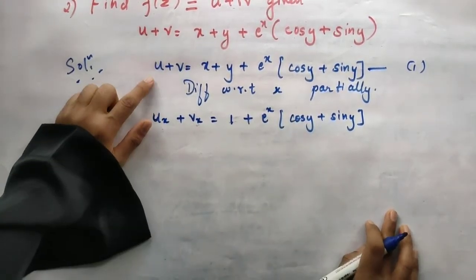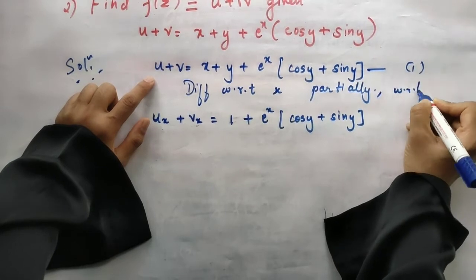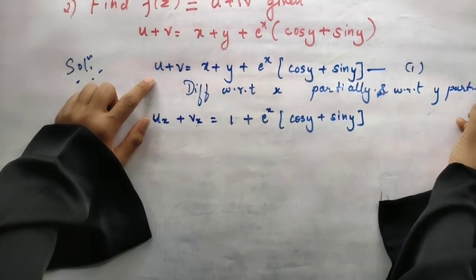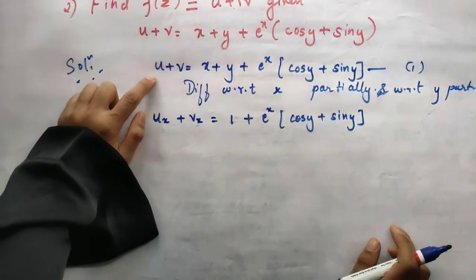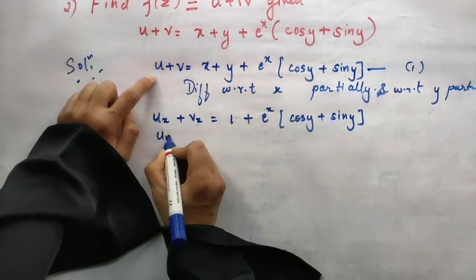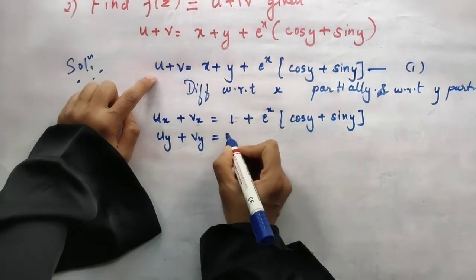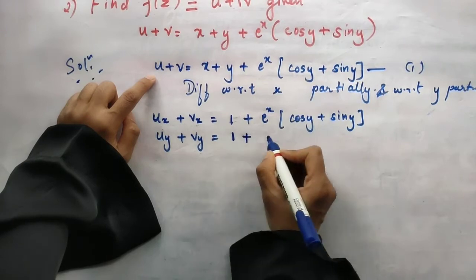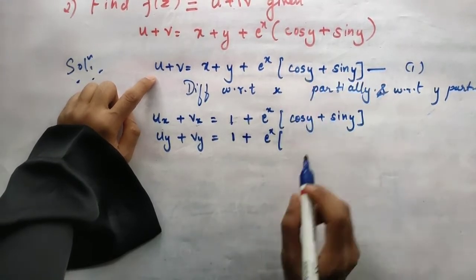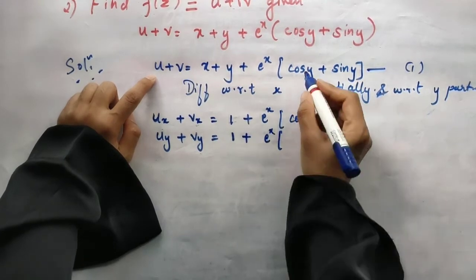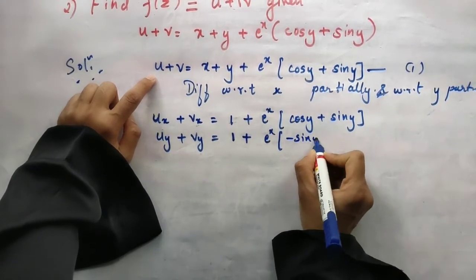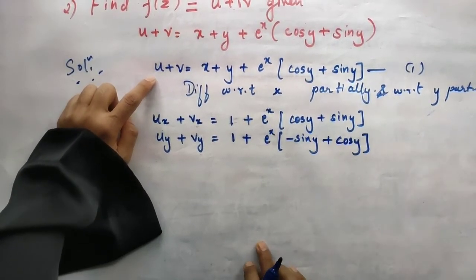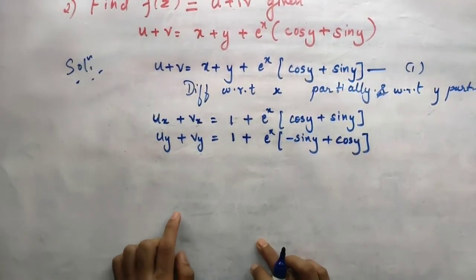Now let us differentiate the same equation 1 with respect to y partially. So you get u_y + v_y is equal to the derivative of x with respect to y, 0, the derivative of y with respect to y, which is 1, plus this time e^x as it is, and you have to differentiate the bracket terms which are in terms of y. So the derivative of cos y is minus sin y, plus the derivative of sin y is cos y. This completes the derivative of the given equation in terms of y partially.